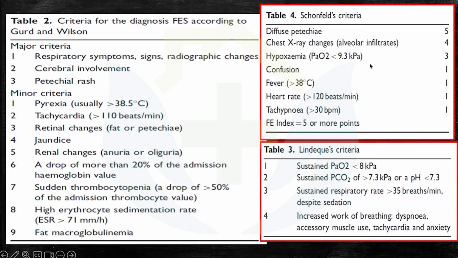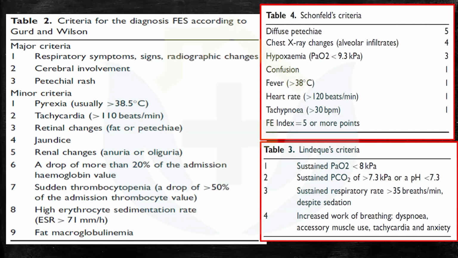I mean, chest X-ray showing bilateral infiltrates, ARDS type or patchy opacification. It can be fat embolism. And then hypoxia 3, confusion 1, and the rest others are 1: fever, heart rate, tachypnea. If your total score is more than 5, you have a diagnosis of fat embolism syndrome. Again, I am saying it is a clinical diagnosis. You don't need to send a specific lab investigation for diagnosing.